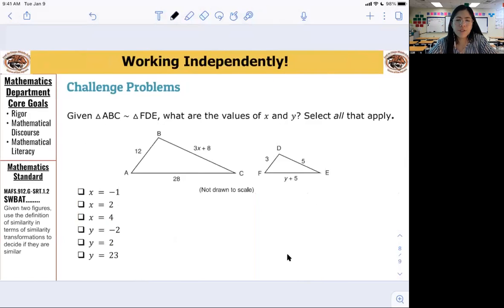So how many answers should you be picking in this poll? Good. All that apply. All that apply, but only how many should be right? Janelle's got it too, right? Because one of them is going to be the x value, the other one's going to be the y value, and that's the only answers you should have.